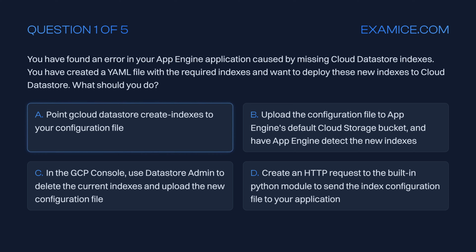Option A. Point gcloud datastore create-indexes to your configuration file. Option B. Upload the configuration file to App Engine's default Cloud Storage bucket and have App Engine detect the new indexes. Option C. In the GCP console, use Datastore admin to delete the current indexes and upload the new configuration file. Option D. Create an HTTP request to the built-in Python module to send the index configuration file to your application.